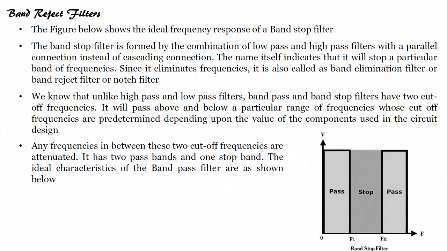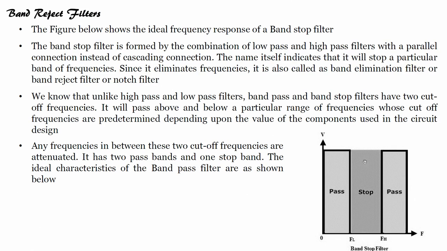Then the band reject filter. As the name suggests, it will reject a particular band of frequencies. The figure shows the stop band and the pass bands. It shows the ideal frequency response of a band stop filter. This is a band stop filter, also called a band reject filter, or a notch filter. Do not get confused: band stop, band reject or notch, everything is the same.